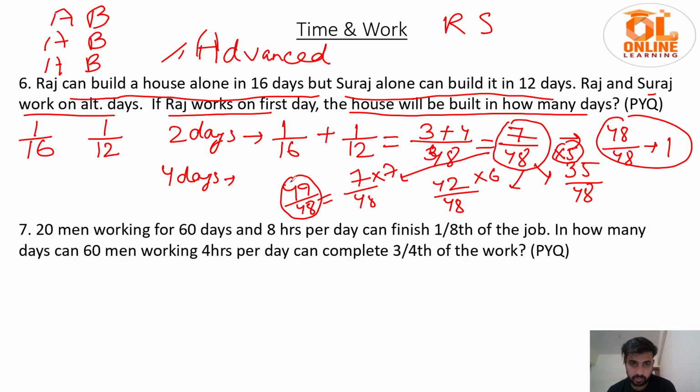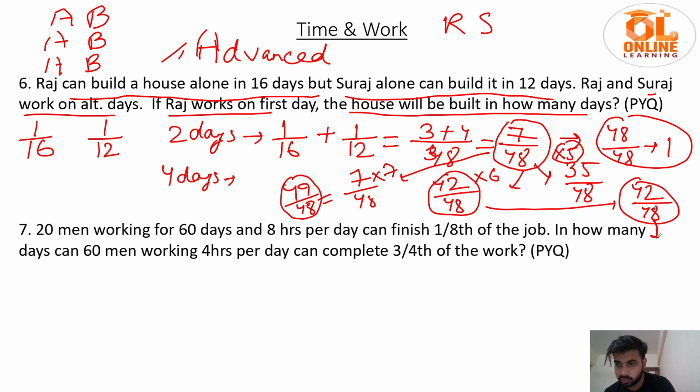Okay, so we don't need that, we need this. So if we multiply it with 6, then it will become 42 by 48. Okay, so multiply with 6 means 12 days of work. That means 6 days work done by A, and 6 days work done by B, because 2 days work is 7 by 48. So 12 days work is 42 by 48.